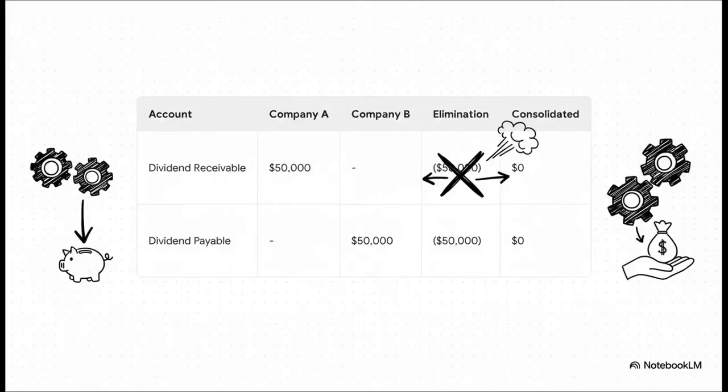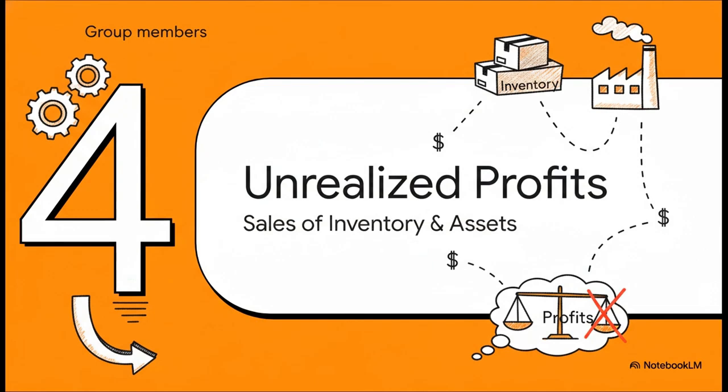And check this out. This shows you exactly what happens on the consolidation worksheet. Company A has a receivable for 50 grand. Company B has a payable for 50 grand. Our elimination entry in the middle there zeroes them both out. So when you look at that final consolidated column, poof, they've completely vanished. Okay, we've nailed the simple transfers.